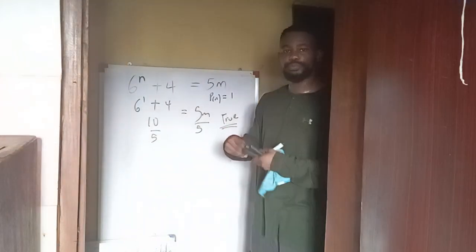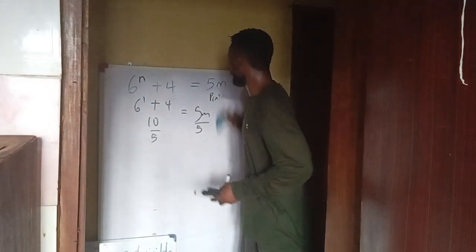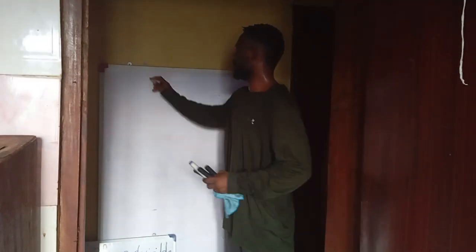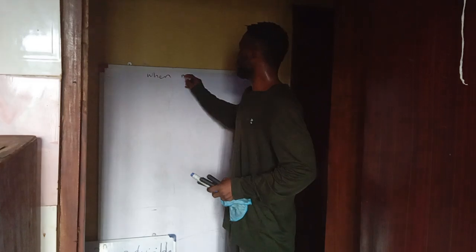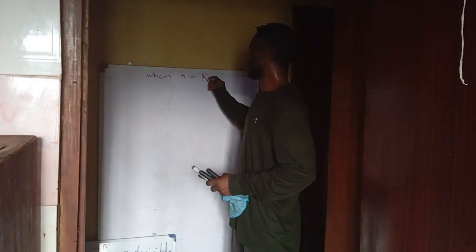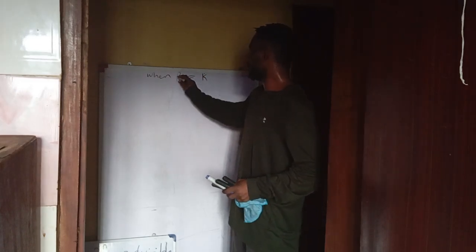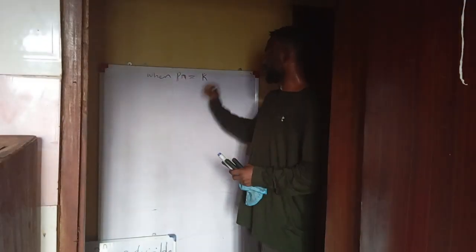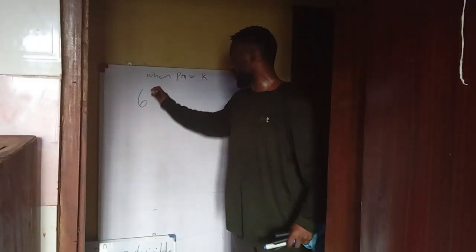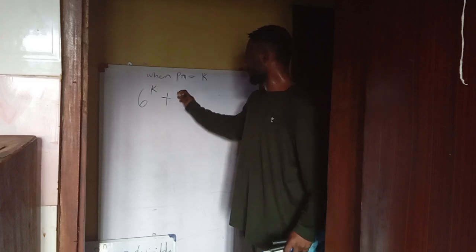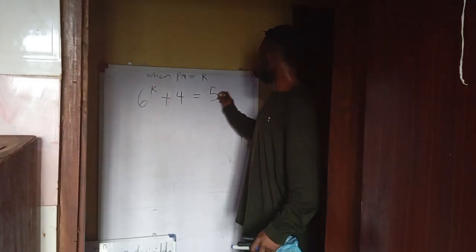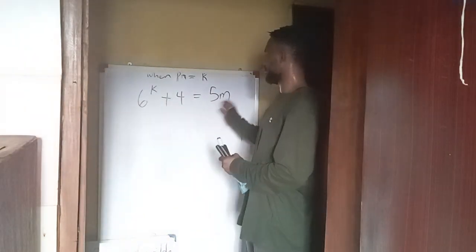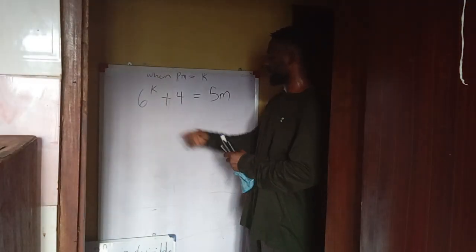So let's check for p of k. So we say when n equals k, or we say when p of n, that is the proposition n, is equal to k, we now have 6 raised to power k plus 4 is equal to 5m. I'm using m, I'm used to the habit of using m. But you need to know this since they said it's divisible by 5.